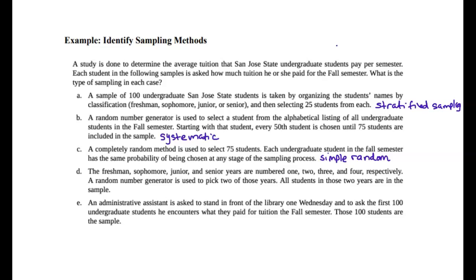All right, D. The freshman, sophomore, junior, senior years are numbers 1, 2, 3, 4 respectively. A random number generator is used to pick 2 of these years. All students in these 2 years are in the sample. This is cluster sampling.